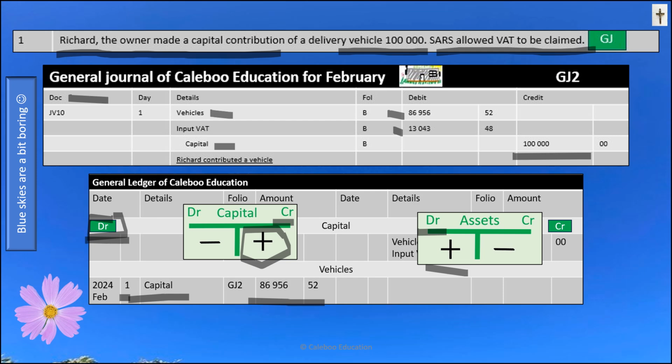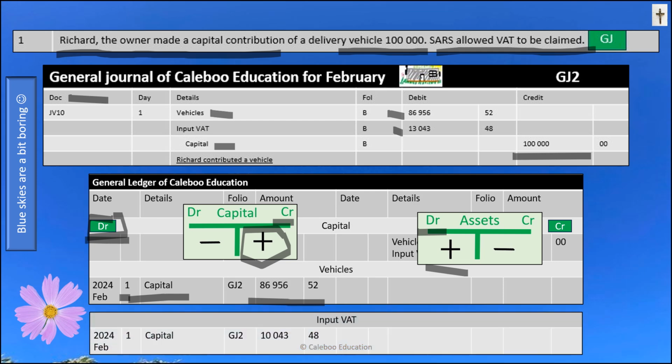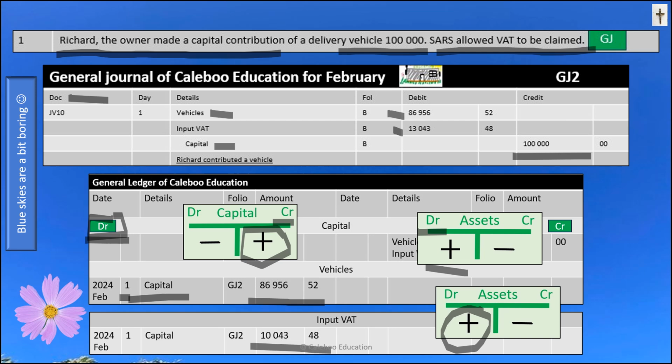So now we've done the vehicles account and capital. We still need to do input VAT, and there we go, there's input VAT. Input VAT was debited because there's another increase in assets, and I showed you how to calculate the amount, and the contra account is capital. So from this transaction, we recorded the information in the journal. From the journal, we posted the information to the ledger accounts. So there's transaction number 1 done.